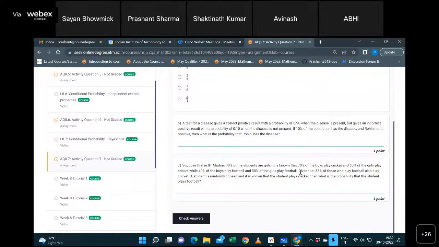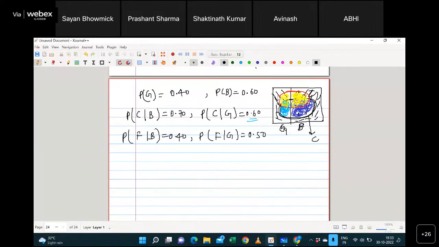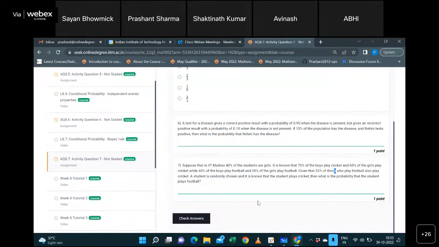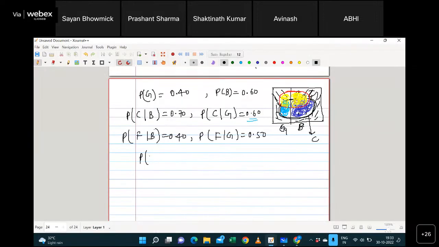Now come to the next statement. Given that 33% of those who play football also play cricket. Out of this whole red region, it is given that 33% who play football also play cricket. That means the probability of cricket given football is 33%. Correct? Yes, correct.